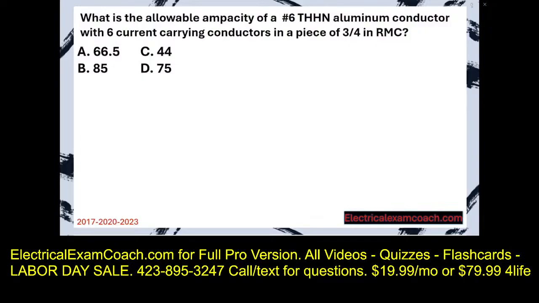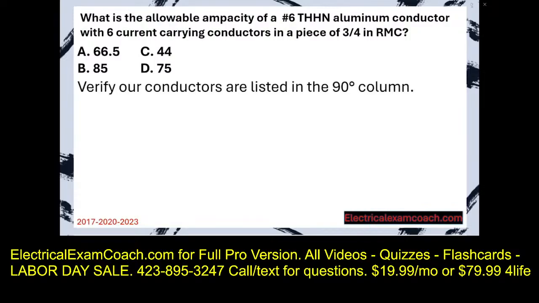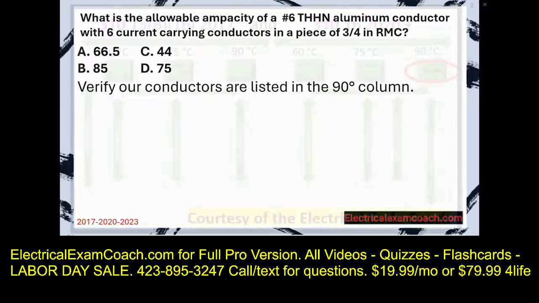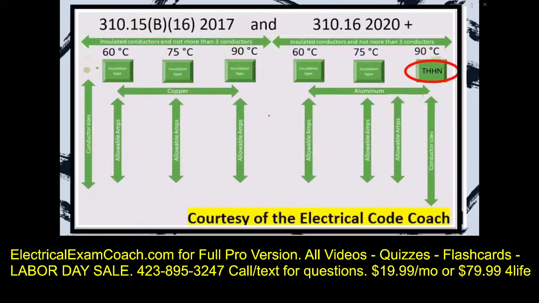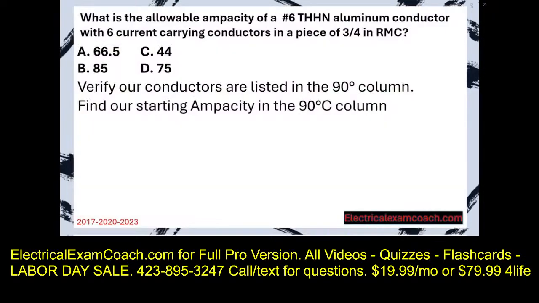What is the allowable ampacity of a number 6 THHN aluminum conductor with 6 current carrying conductors in a piece of 3/4 inch EMT? Step 1, we're going to verify that our conductors are listed in the 90° C column. We head there now, but we're on the aluminum side because the question requested aluminum conductors. And we find that THHN is there, our starting ampacity, in the 90° C column.